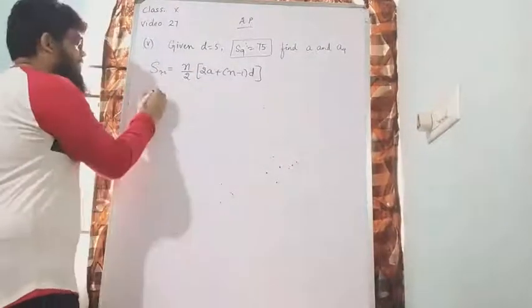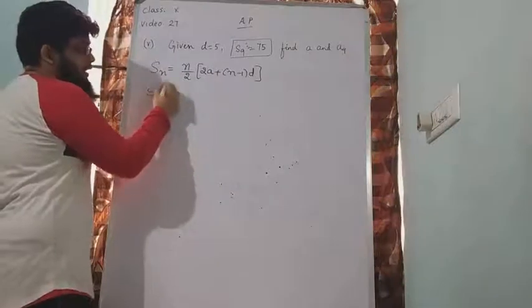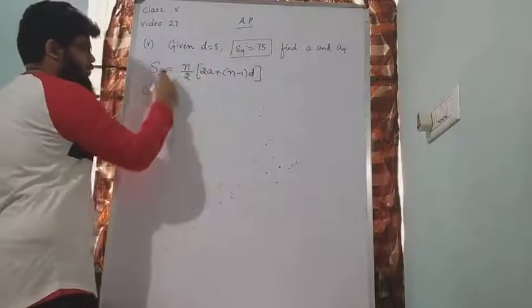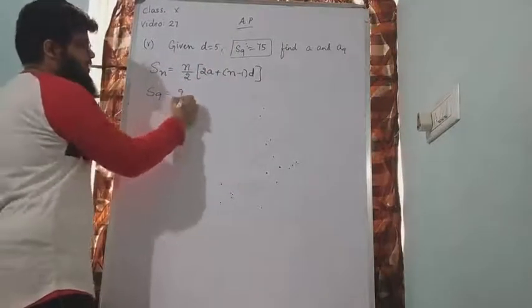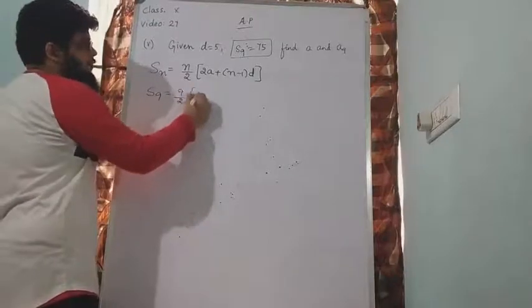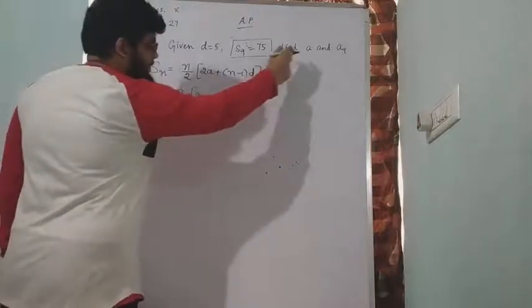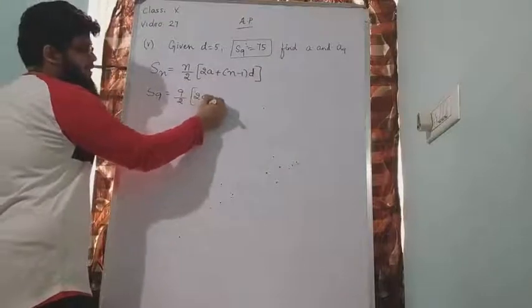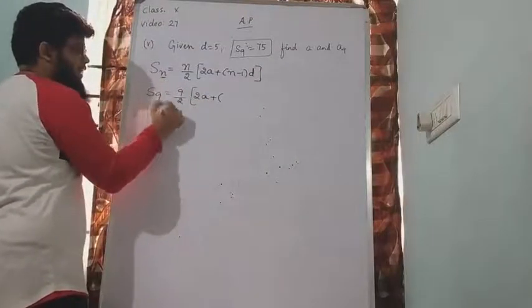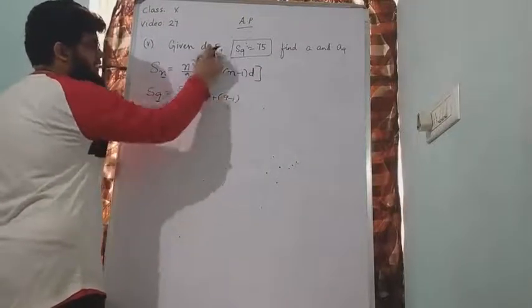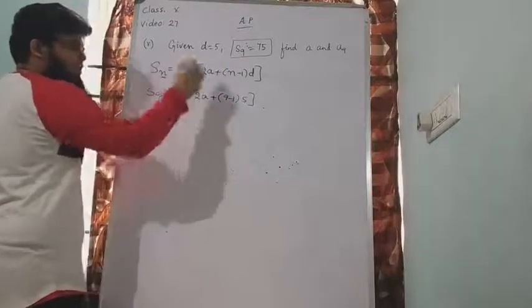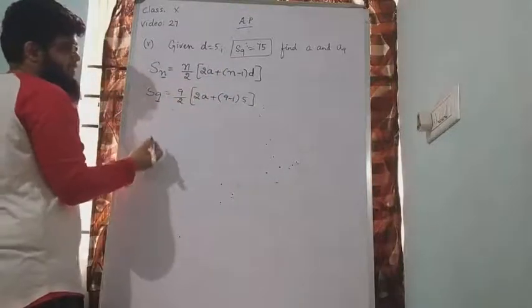Sn we don't know, actually we know S9, so the value of n becomes 9, so that becomes 9 by 2 into 2 times A. We don't know A, that is what they're telling, find A, so I'll write A plus, in place of n we have 9, so it will become 9 minus 1. D is given as 5. I'm making use of the values that I already have in the question.